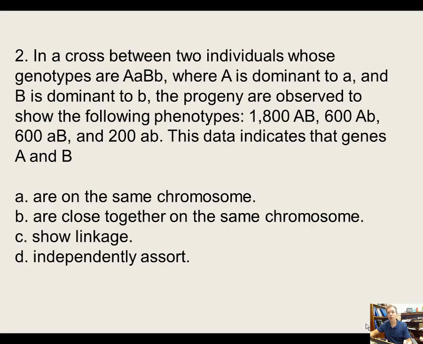In a cross between two individuals whose genotypes are big A, big B, where big A is dominant to little a and big B is dominant to little b, the progeny are observed to show the following phenotypes: 1800 big A, big B, 600 big A, little b, 600 little a, big B, and 200 little a, little b. This data indicates that genes A and B are what?